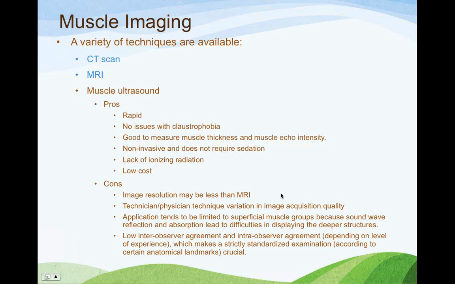The cons is that the image resolution may be less than an MRI. There's also technician and physician technique variation and image quality, and I'll talk more about that shortly. The application also tends to be limited to superficial muscle groups, meaning the ones that are closer to the surface or closer to the skin, because sound wave reflection and absorption leads to difficulties in displaying the deeper structures, and I'll talk to you more about that shortly. And also with the ultrasound, so far what's been described is a low inter-observer agreement and intra-observer agreement depending on level of experience. So it makes a strictly standardized exam really crucial when you're actually trying to use this as a biomarker.